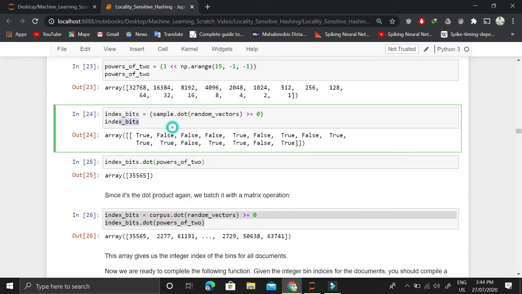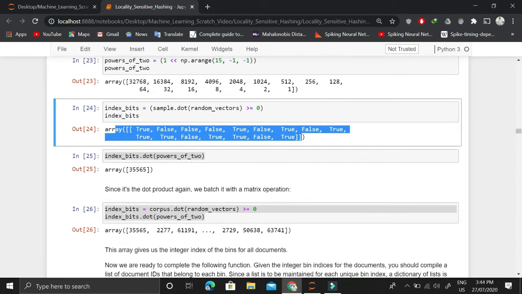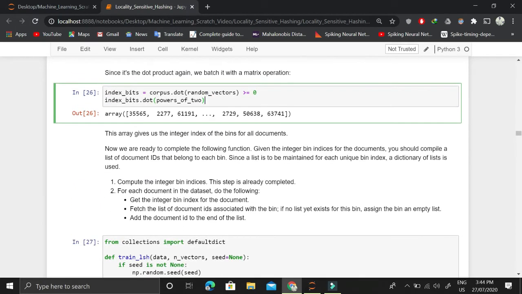But once we have the sample index bits, which is the binary representation, we take a dot product with the powers of 2, and we get this single value, which is the decimal representation of this binary representation. Okay, now for each bin we have a single integer value.